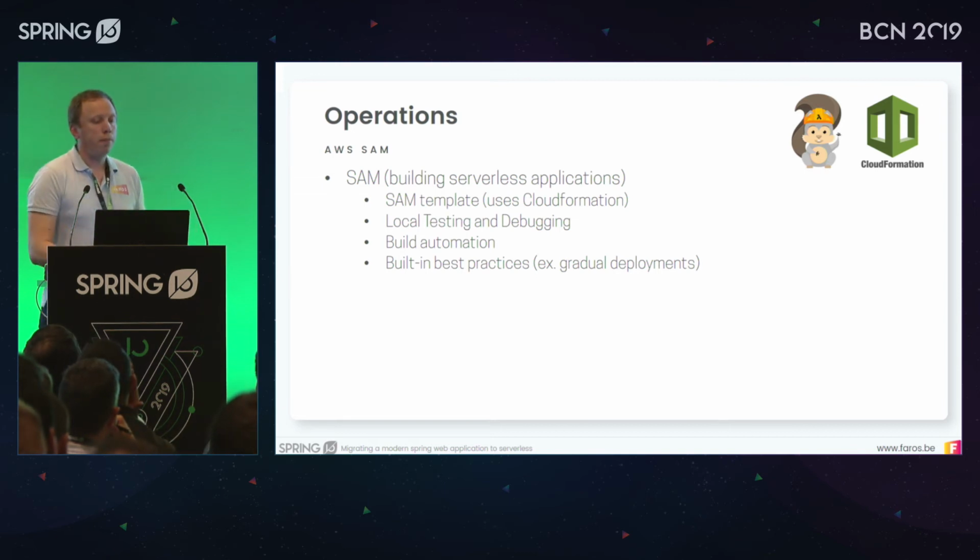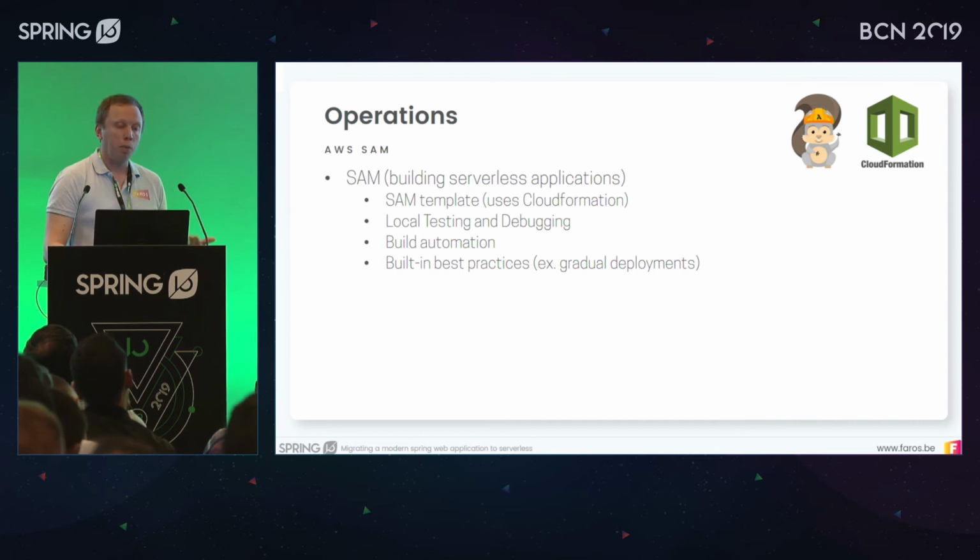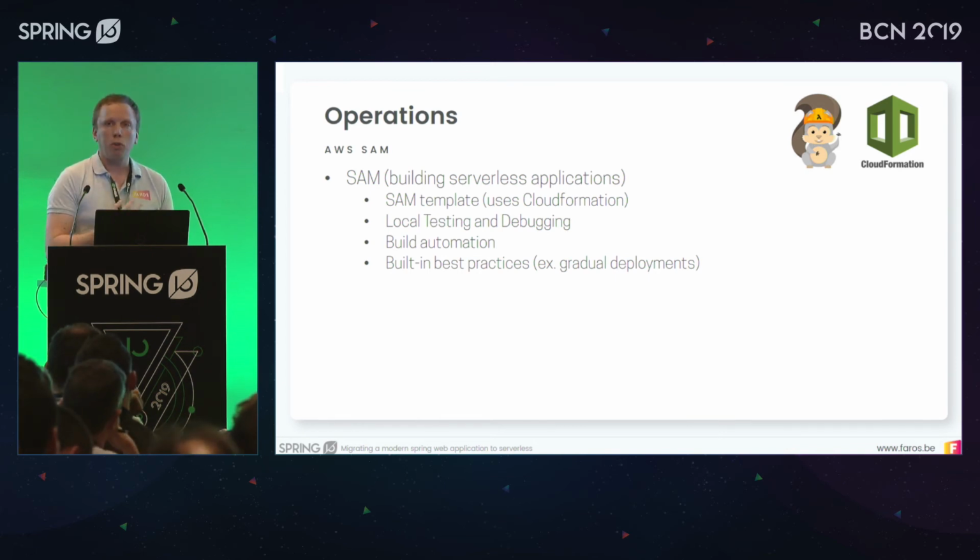Also, SAM, as I said before, is going to help us with the building. So it's doing the build automation, but it's doing a lot more than that. It can also help us to do local testing. Local testing with some mocking, not that much, but you can mock the API gateway, for example, and you can also have a local DynamoDB instance if you want to.